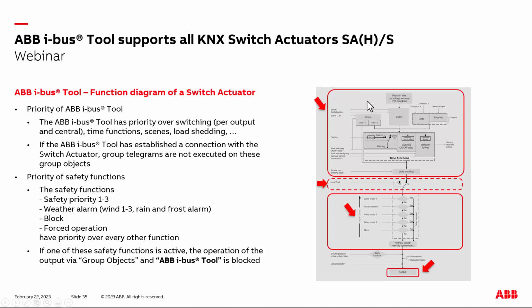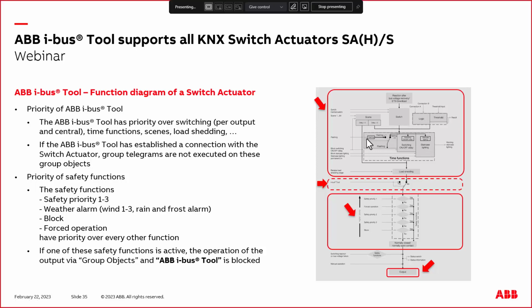So the lowest level of priority is here on top. Here, for example, we have the group object for switching on and off, for central switching, for scenes. We have the time functions. We have our logic, staircase, flashing, and so on. This has, let me say, the lowest priority.